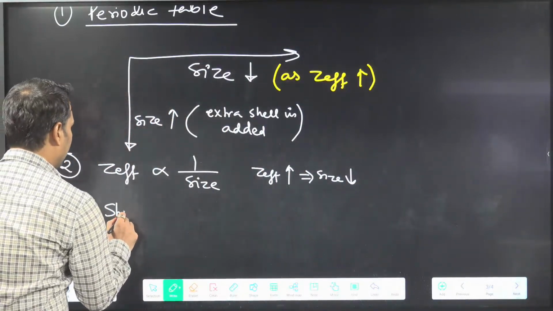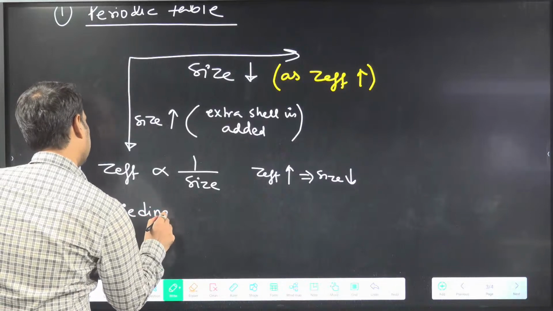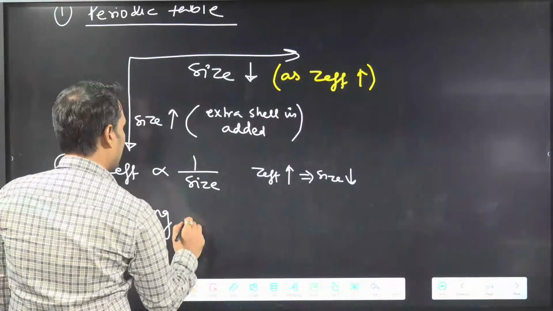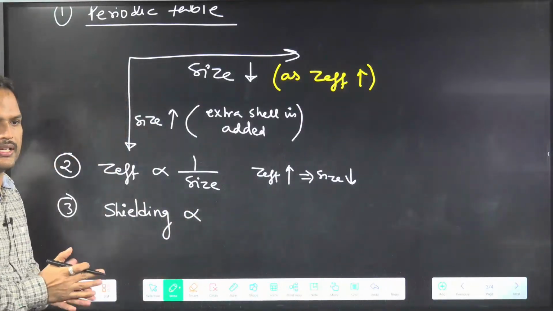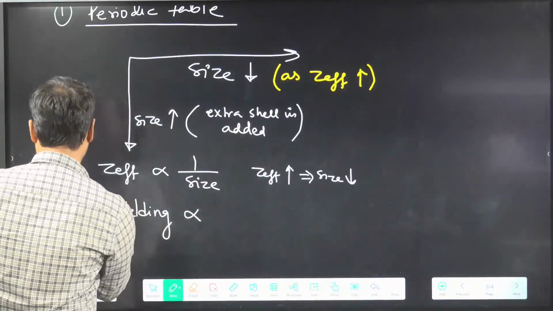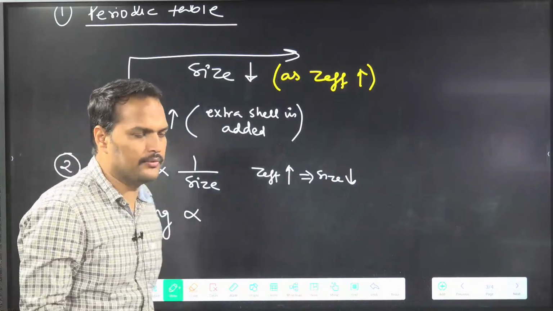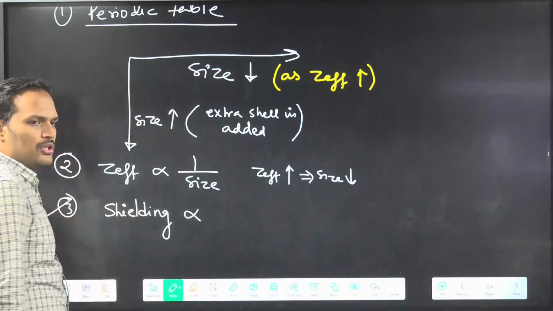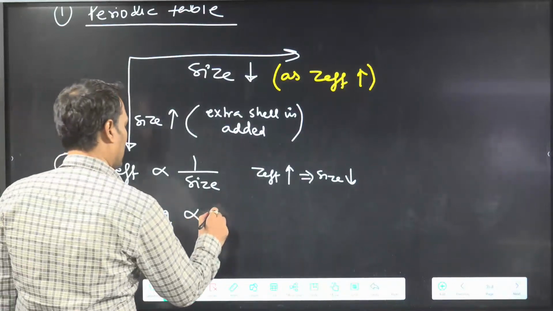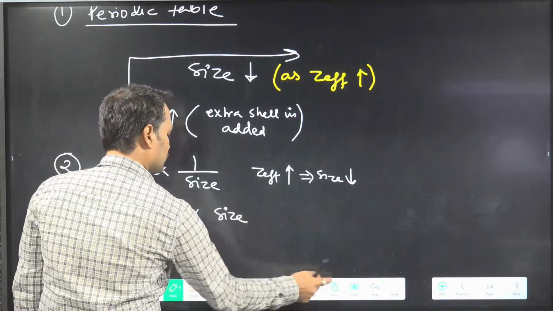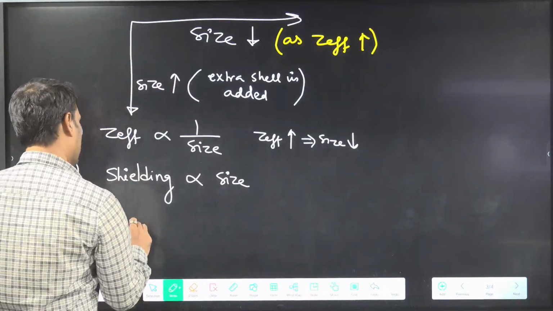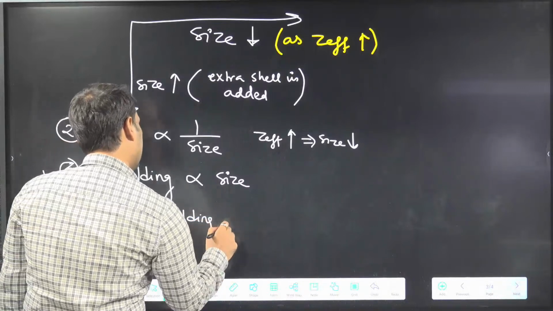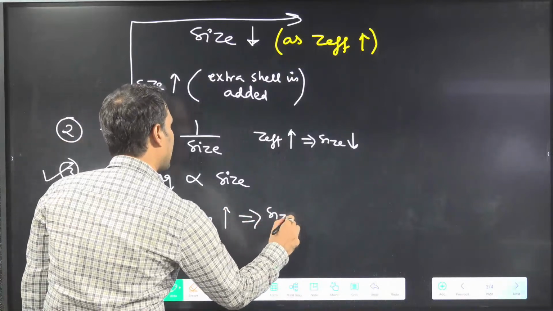Let's talk about this thing, shielding. ठीक है ना? Shielding effect is directly or inversely proportional to size. बताओ. What about this third point? You think and then you tell. Shielding, directly proportional or inversely proportional? Can we say like this? If shielding increases, that means size increases.